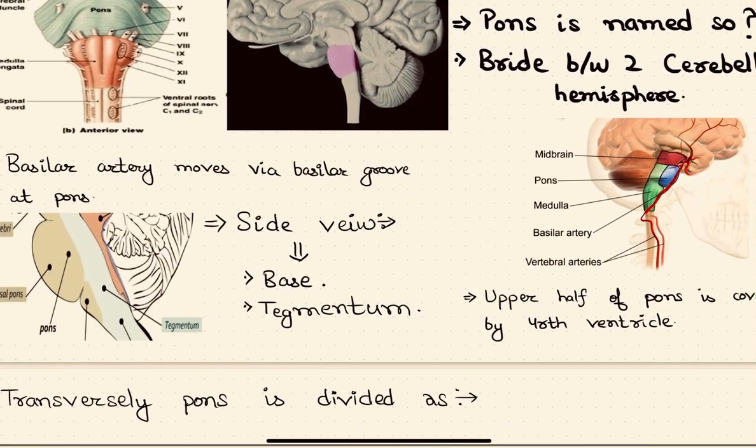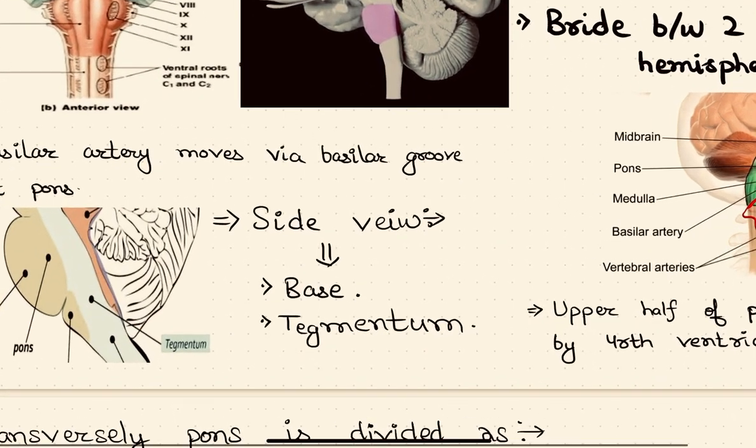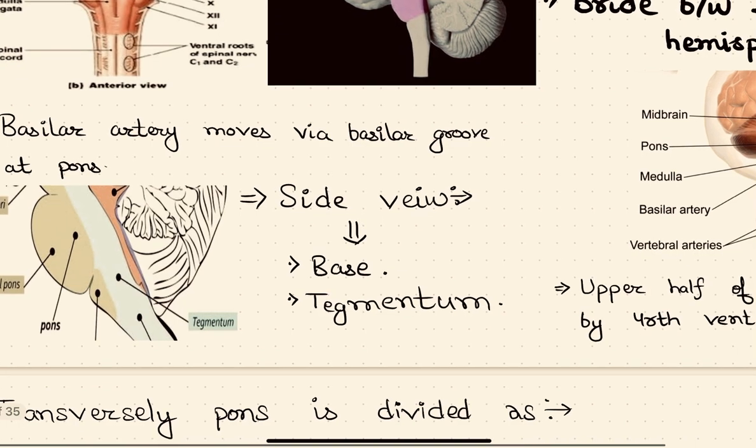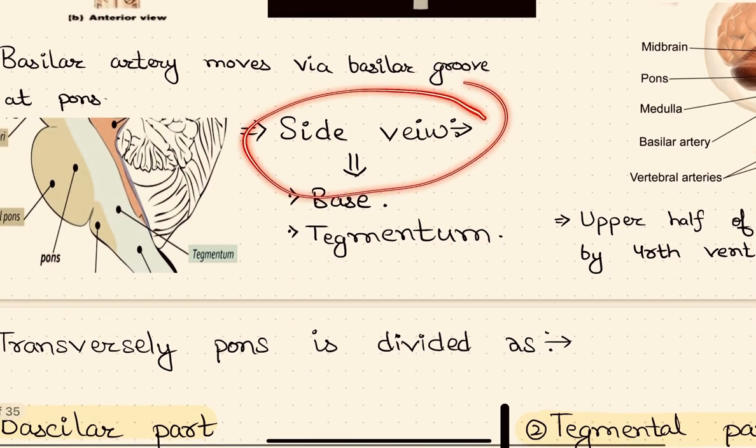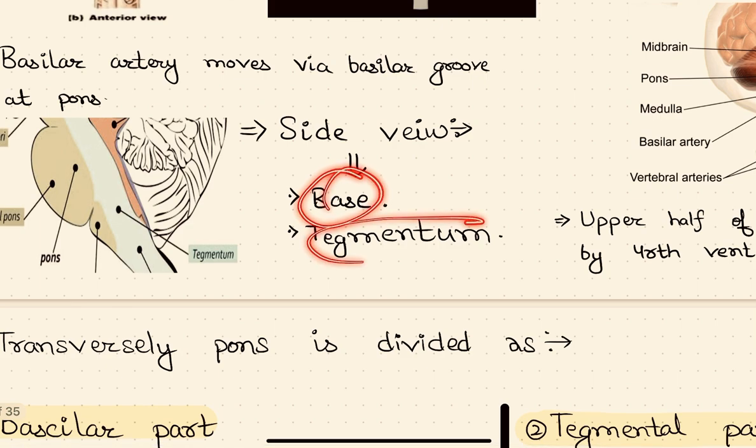Now, if we talk about the side view of the pons, the cranial end has the basal pons, which is known as the basilar part, and the caudal end has the tegmental part, which arises directly from the tegmentum of the midbrain. Okay, so in side view we find two structures, base and tegmentum, as I showed you in the diagram.